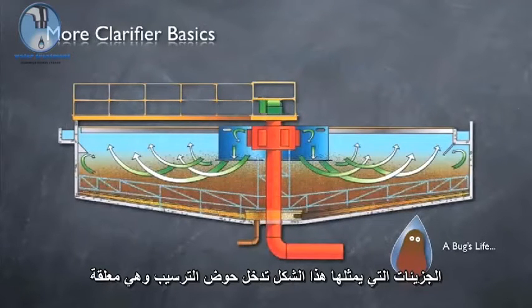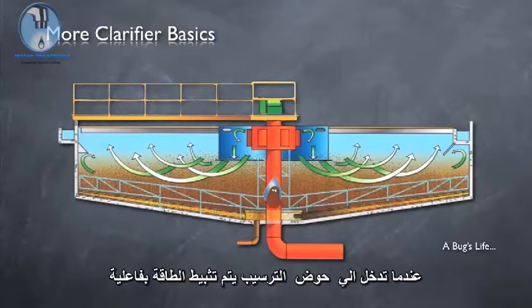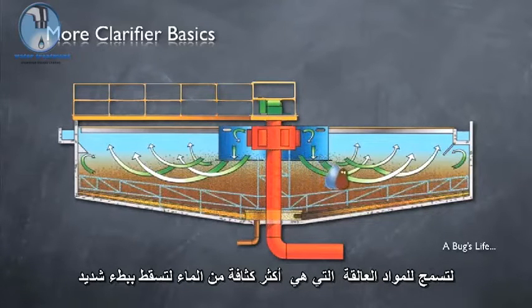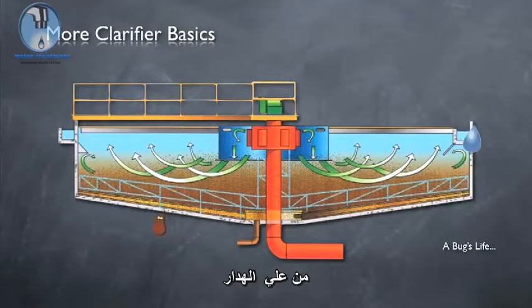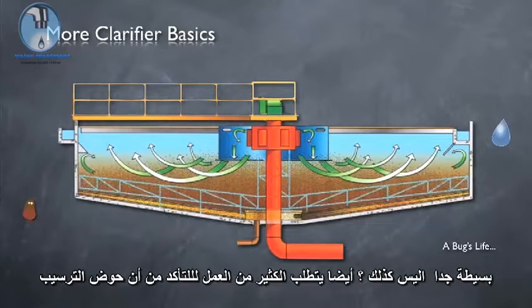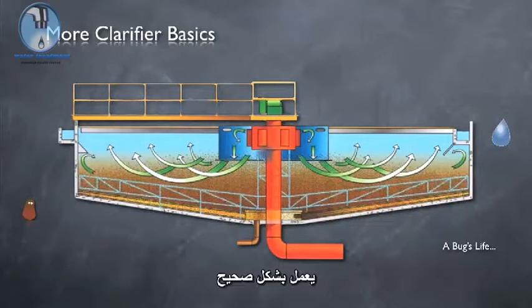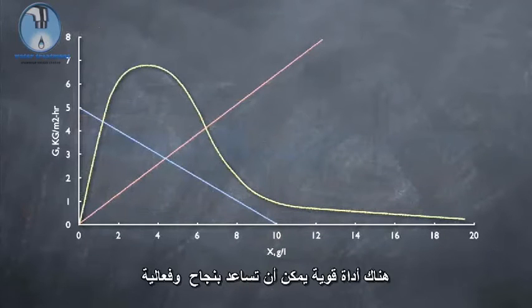To review, particles, represented by our bug here, enter the clarifier suspended in the water. As they enter the clarifier, energy is effectively dissipated, allowing the bug, which is more dense than water, to slowly sink, while the water eventually makes its way to the top of the tank and over the weir. Pretty simple, right? Well, a lot of work goes into making sure that a clarifier functions correctly.